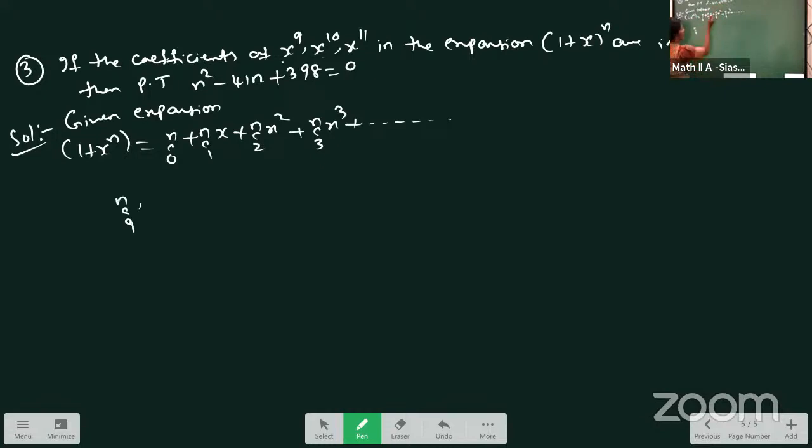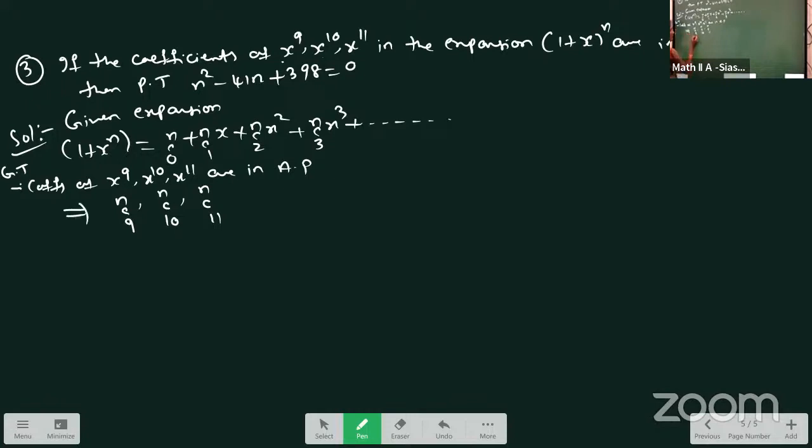NC9, and x power 10 coefficient NC10, x power 11 coefficient NC11. So here you have to mention, therefore, coefficients of x power 9, x power 10, x power 11 are in arithmetic progression, AP. This is the given condition. So it means NC9, NC10, NC11 are in AP.